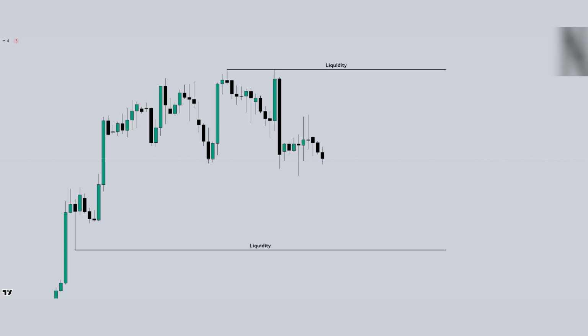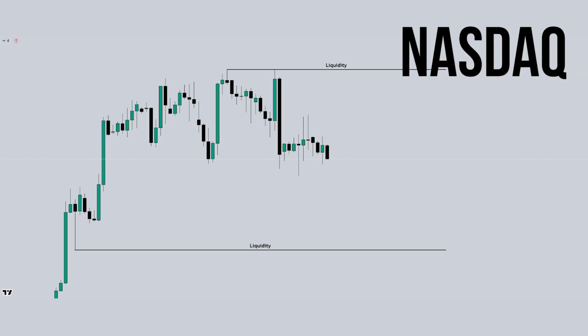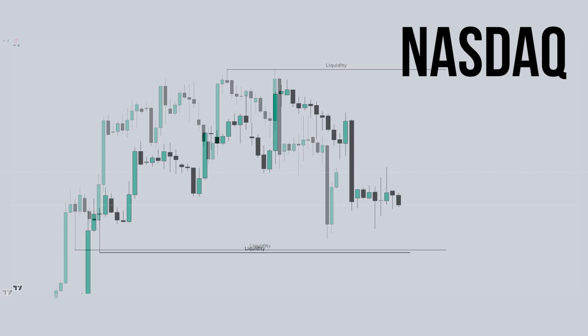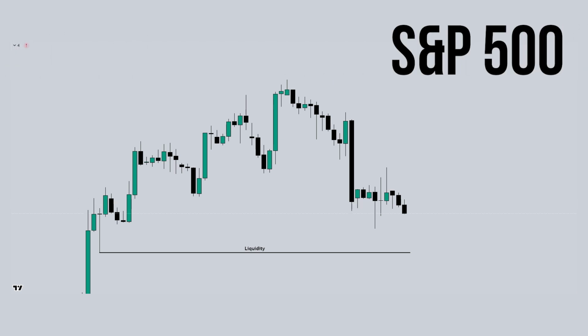You are monitoring the Nasdaq. You are waiting for it to remove liquidity so that you can enter into a trade. However, this does not occur. Suddenly, there is a reversal, and the price moves without you. The trade is lost. Now imagine that you opened the S&P 500 chart and saw that liquidity had already been removed. That was your signal.